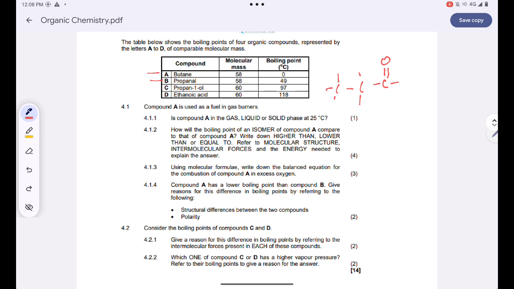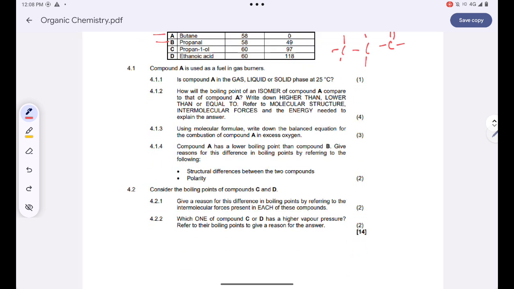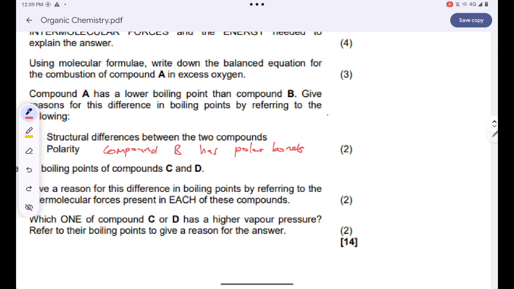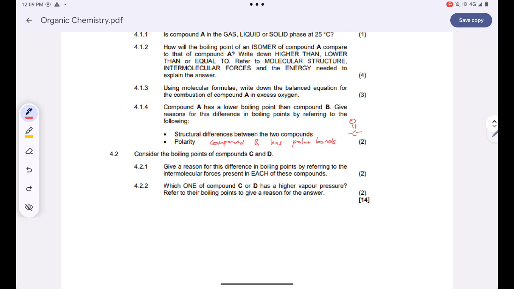So that's why propanol has a higher boiling point. Why? Because compound B has polar bonds. Are you together? It has an oxygen bonded to a carbon. That's why the boiling point is higher than that of compound A. Okay, now let's go to 4.2.